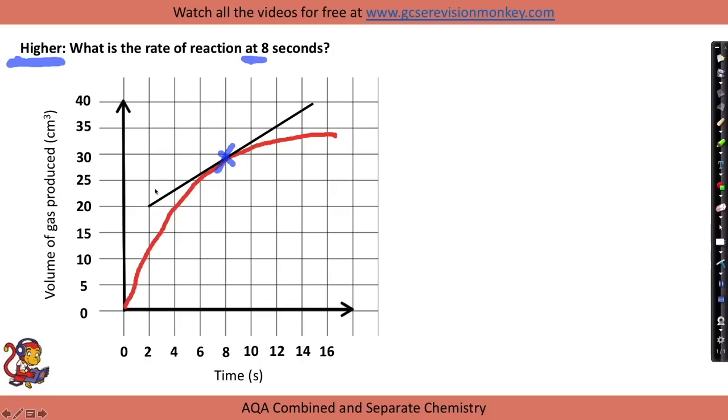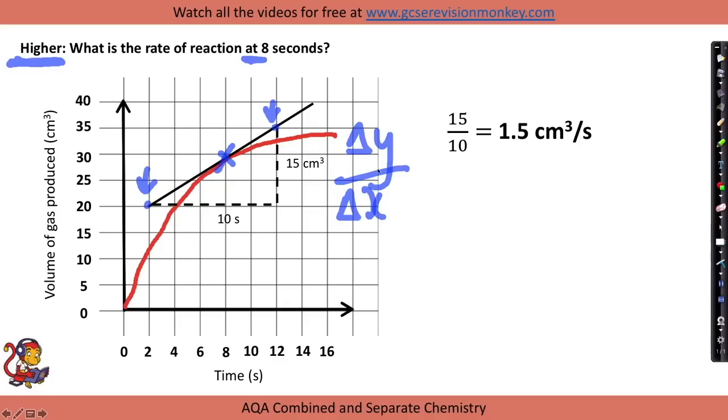And then look on your gradient line where the line crosses the grid at some sensible points. For example, here it crosses in the corner and down here. Then we draw dotted lines to make a triangle between those two, and again we're going to do the change in y, which is this bit, divided by the change in x to calculate our gradient. So we do 15 divided by 10 to calculate the rate of reaction at that exact point as 1.5 centimetres cubed per second.